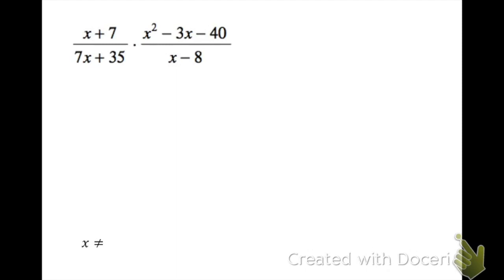Okay, now we're going to multiply two rational functions. Before you multiply, you have to make sure that everything has been factored. So my x plus 7 and my x minus 8, those are already factored. There's nothing else to do there. But the 7x plus 35 and the x squared minus 3x minus 40 still needs to be factored. So I'm going to leave x plus 7 the same. 7x plus 35, I can pull a greatest common factor of 7 out.